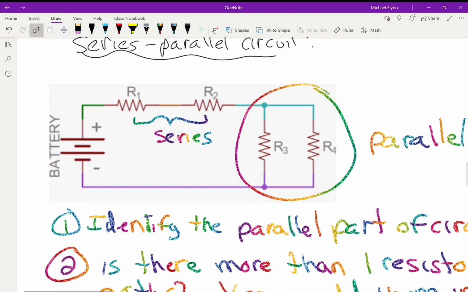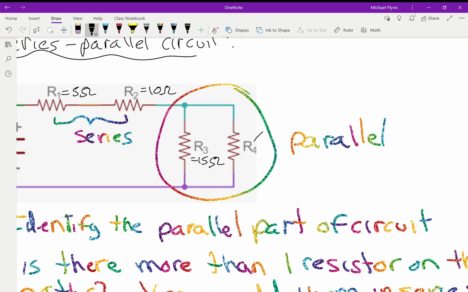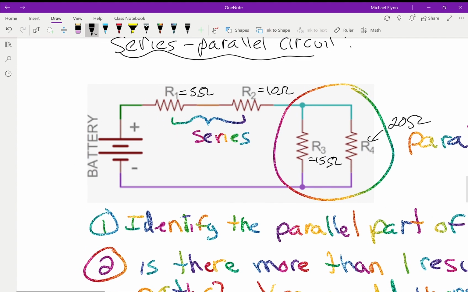Let's look at this one. I'm going to put in some values here. Let's say this one's 5. Let's say this one's 10. Let's say this one is 15 like before. Doesn't have to be these numbers, by the way, I'm just making it up. Totally arbitrary on my part. And let's say R4 here is 20. I'm just going up by 5, so it really doesn't make any difference.